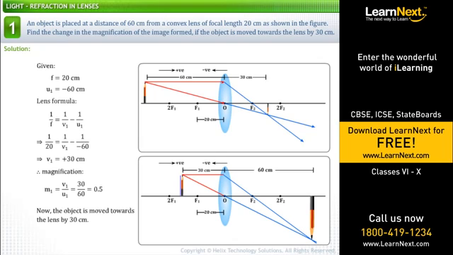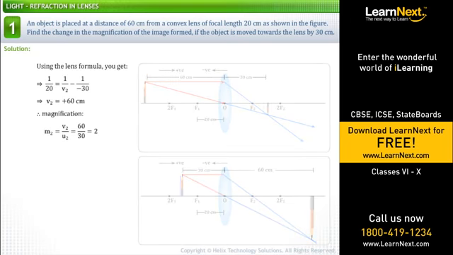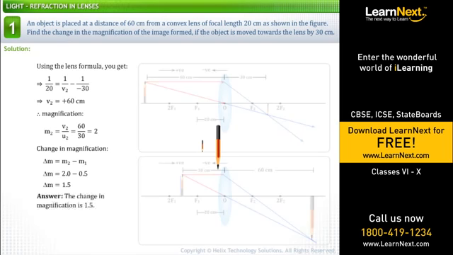When the object is moved towards the lens by 30 centimeters, object distance becomes minus 30 centimeters. Using the lens formula, you get the image distance as plus 60 centimeters. You can find the magnification m2 as the ratio of image distance to object distance as 2. Now you can calculate the change in magnification by calculating the difference of the magnification before and after the object was moved. Thus, delta m is equal to 1.5. Therefore, the change in magnification is 1.5.